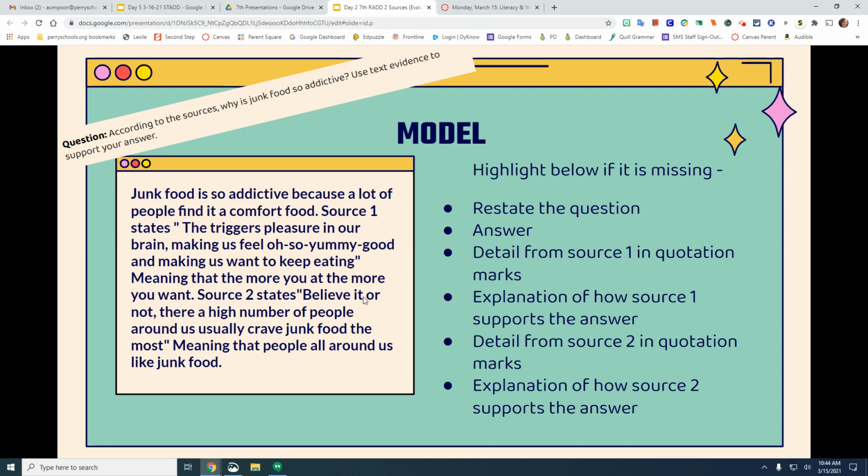So we do have a source 2 states, and there's a quote. Believe it or not, there's a high number of people around us who usually crave junk food the most. Does that support the answer that people find it a comfort food? Maybe. Meaning that people all around us like junk food. So they have the right format, but maybe not necessarily the right answers or details. You're going to do that for all of these.